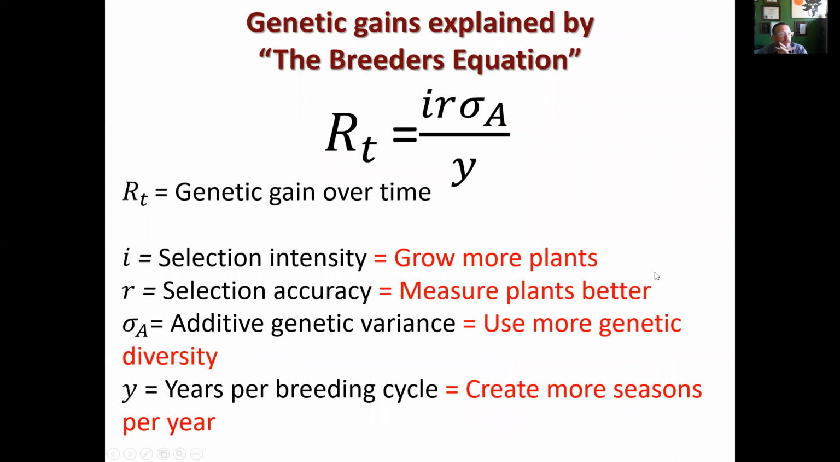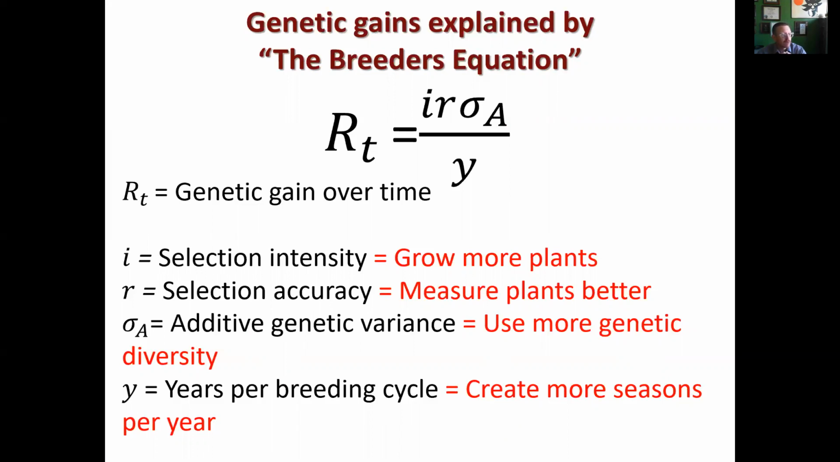Now, how do we simplify this and make this theoretically a faster process, a better process? Well, we can think about the breeder's equation. And the breeder's equation is basically how do we get genetic gain over time? So for those of you who are really focused on molecular markers and just using molecular markers for molecular marker's sake, that is not what this lecture is going to be about. It's going to be about how we can actually speed up plant breeding by using tools, including molecular markers.